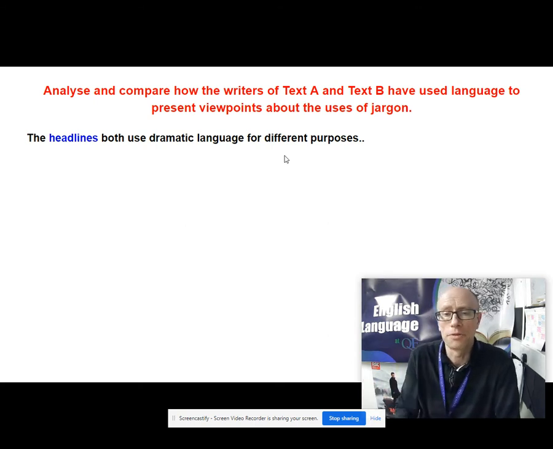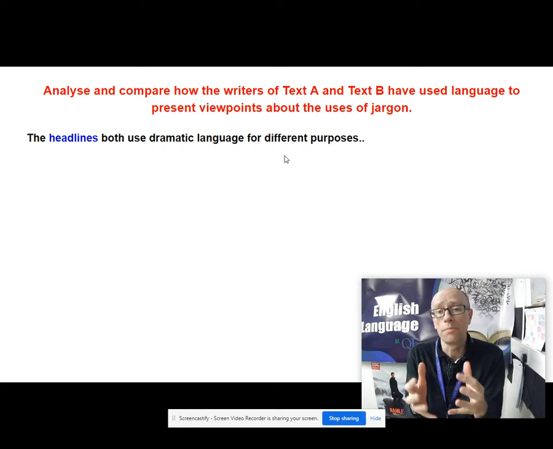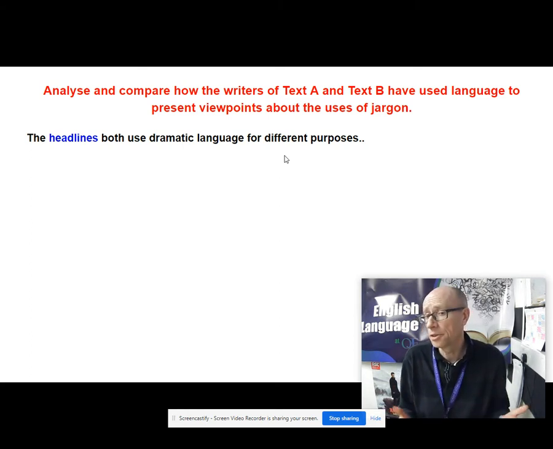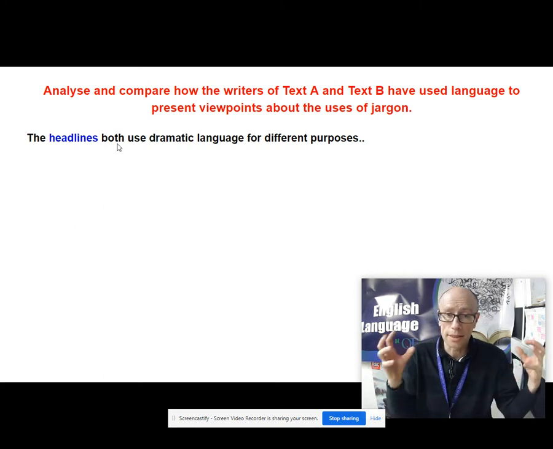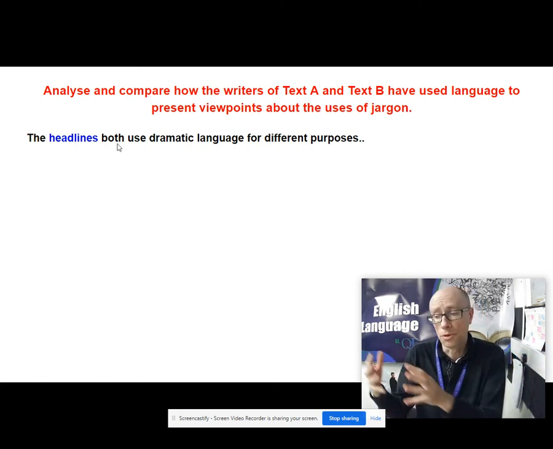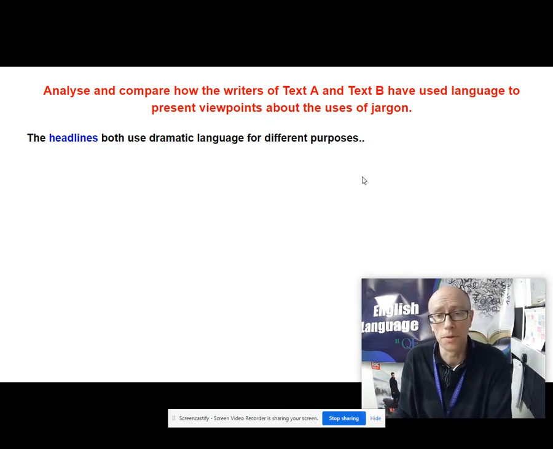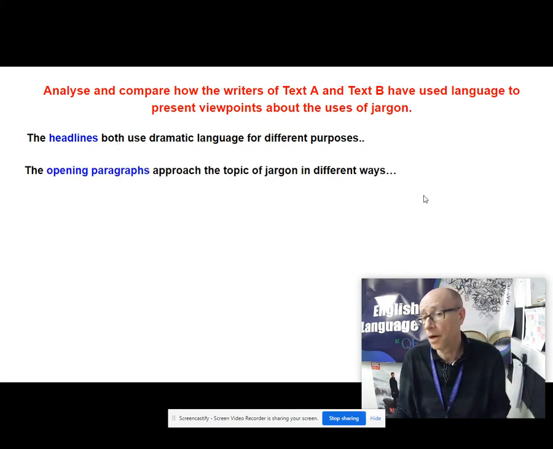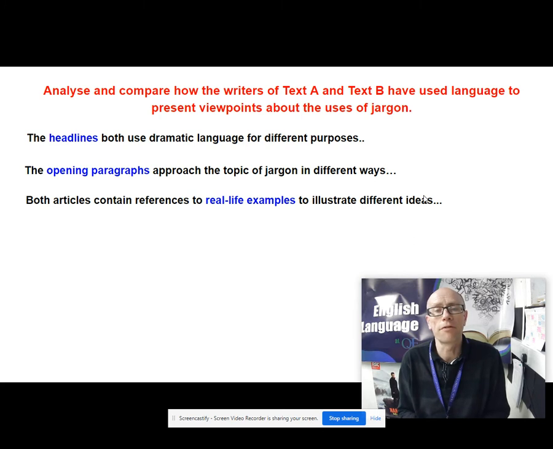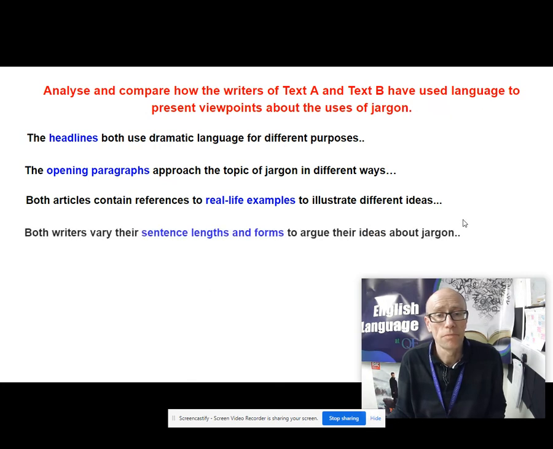So here I'm giving you some examples of topic sentences that you use, which are all comparative. The headlines both use dramatic language for different purposes. Now that's a perfect topic sentence because it's doing comparison properly. It's saying there's similarity between the headlines, but it's also saying there's difference as well for different purposes. The opening paragraphs approach the topic of jargon in different ways. Both articles contain references to real-life examples to illustrate different ideas. Both writers vary their sentence lengths and forms to argue their ideas about jargon.